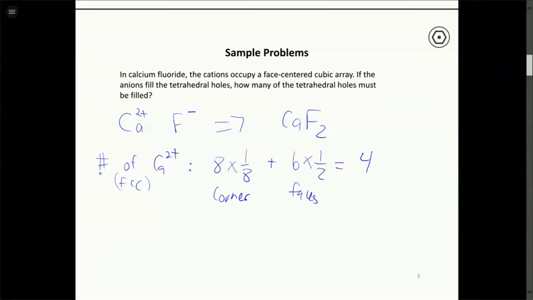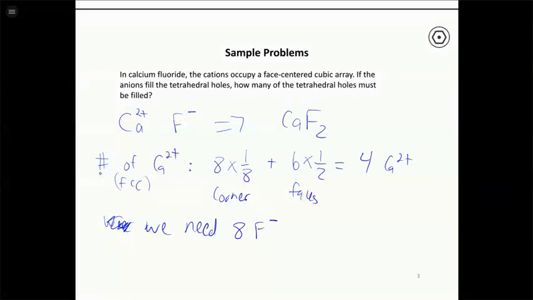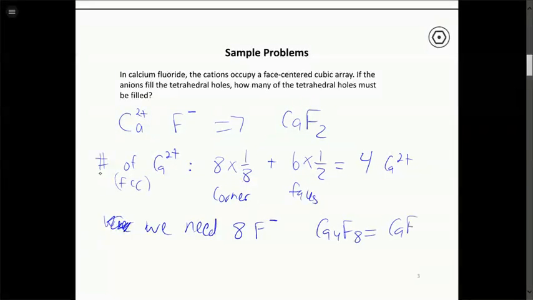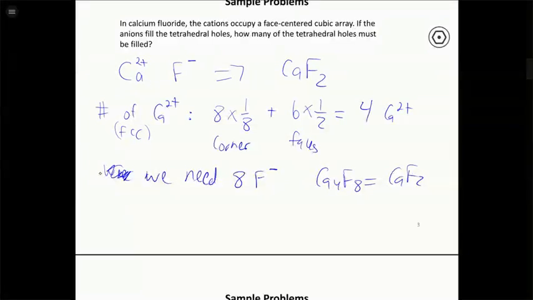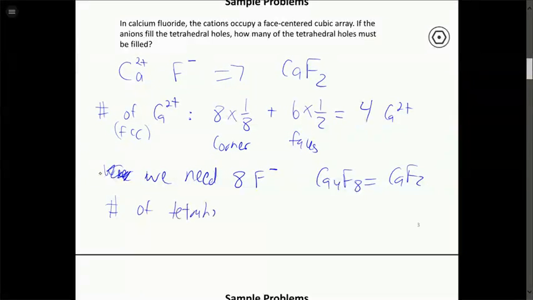We need 8 F minuses because the empirical formula is CaF2, so we're going to have Ca4F8, which is equivalent to CaF2. So if we need 8 fluorides, remember that the maximum number of tetrahedral holes is 8. That means we need to fill all 8 of those tetrahedral holes to make this structure.